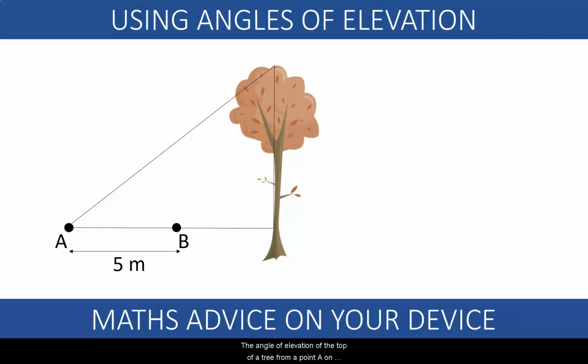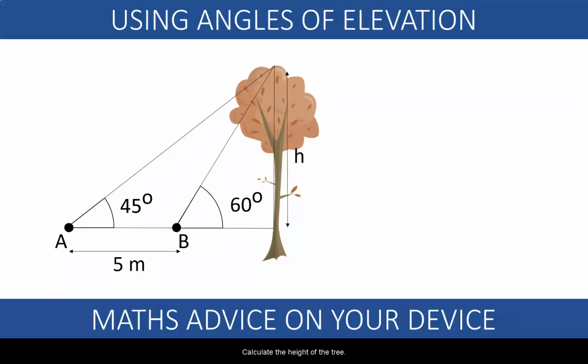The angle of elevation of the top of a tree from a point A on the ground is 45 degrees. From a point B, 5 meters closer, the angle of elevation is 60. Calculate the height of the tree.